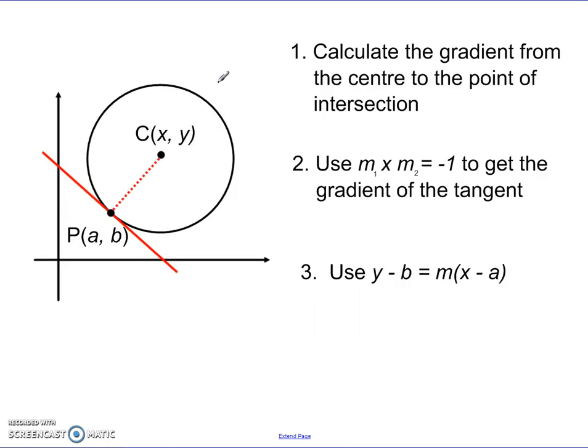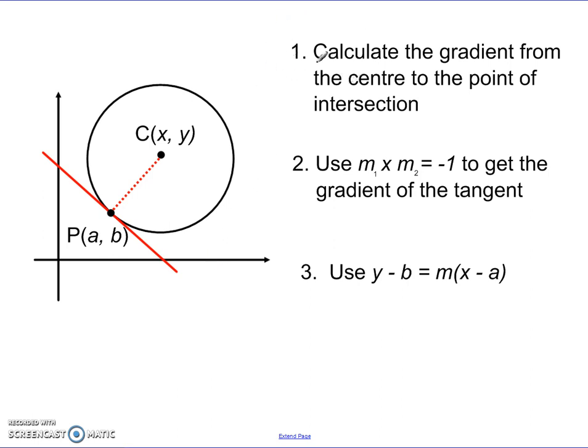Imagine we've got a setup like this. So I've got a circle here, centre C at x, y, and I've got a straight line here touching it once at the point A, B. Now this line here, because it only touches once, is a tangent to our circle. Imagine we want to get the equation of that line. Well, there's a set of steps you should follow every single time, and if you do, you'll be able to get it no matter what.